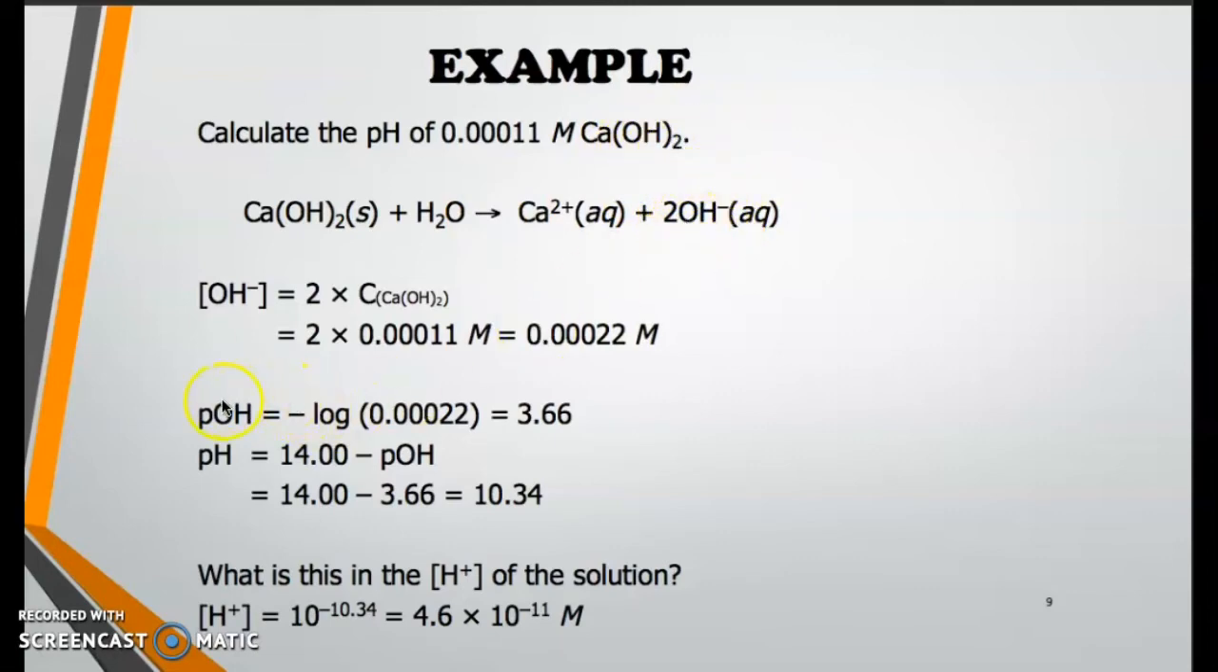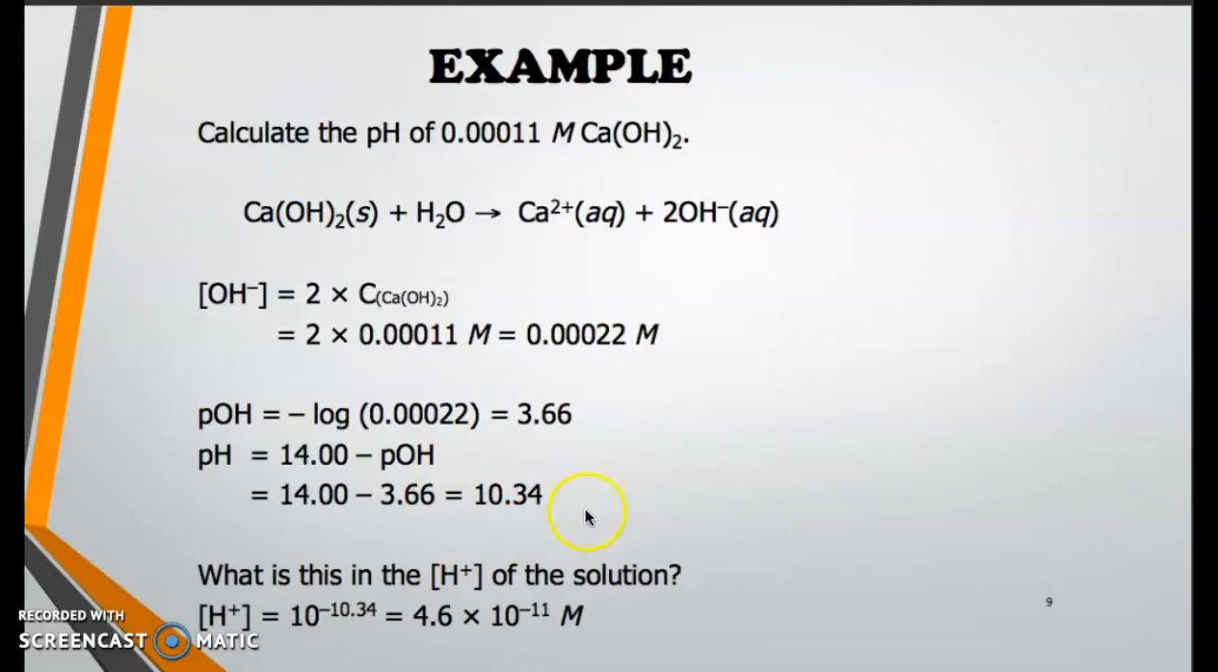Okay, and if you want to identify the pH for the calcium hydroxide, you need to find the pOH first. So, the pOH is equal to negative log of the concentration of hydroxide ion, which is equal to 3.66. Then, you find the pH. Use the formula pH plus pOH is equal to 14. So, 14 minus pOH, you get 10.34.